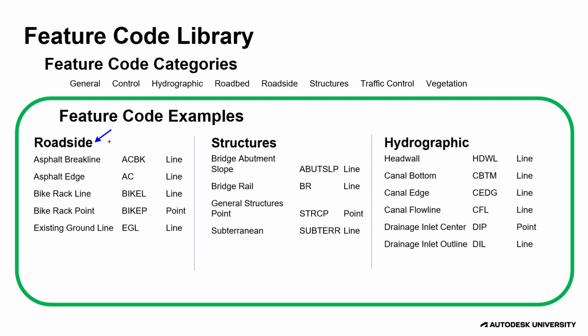So for example, for roadside, I can have an asphalt edge, which would be the description. I have my AC feature code, and that's going to represent a line. So as the surveyor is collecting data, they can use these feature codes to communicate what is out in the field. And within each one of these feature codes, there are sub-properties that they can have to describe it further.